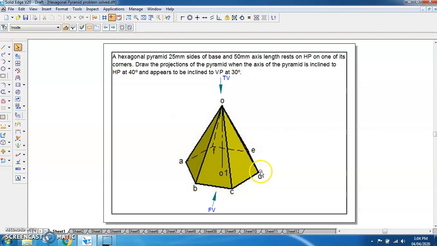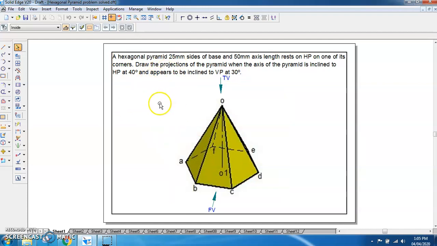So we can assume that D1 is a resting corner, and we have to draw the projections of this hexagonal pyramid. So this hexagonal pyramid will be having AB, BC, CD, DE, EF and FA as the base edges, 6 base edges, and AO, BO, CO, DO, EO and FO are the slant edges. So 6 slant edges and 6 base edges, and this O1 is the auxiliary line, which is nothing but the axis of this hexagonal pyramid.